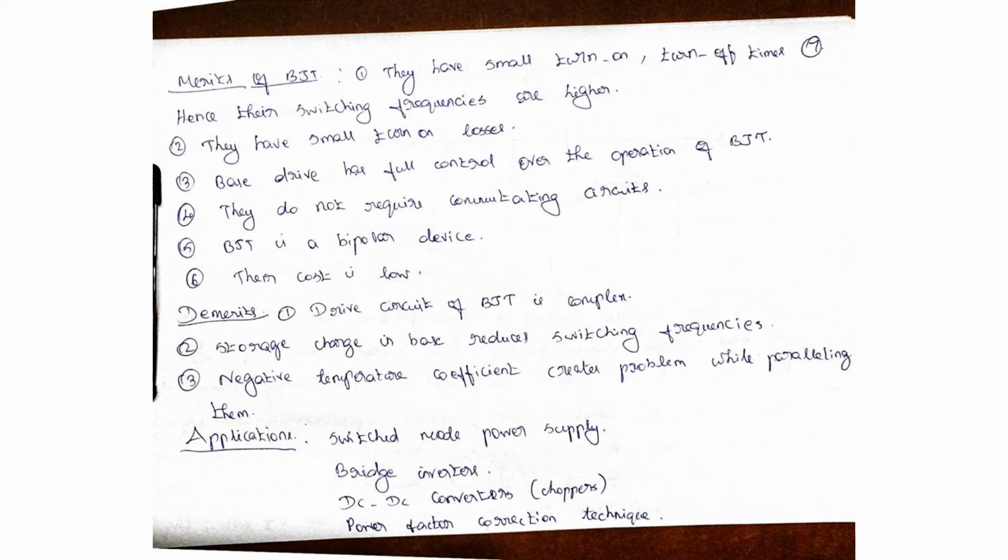Demerits: the drive circuit of the BJT is very complex. Then storage charge in the base reduces switching frequency. That is, if the saturation storage charge in the base is very high, then it reduces the switching frequency, that is, the rate between on and off. Then the negative temperature coefficient creates problems while paralleling them. These are the demerits.